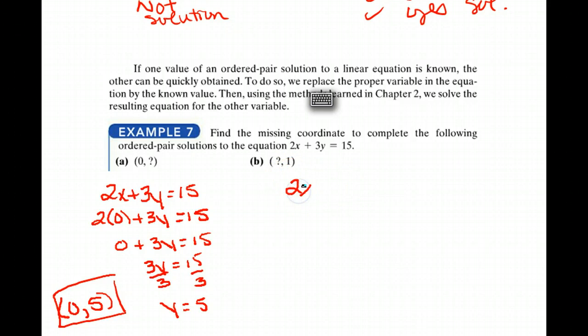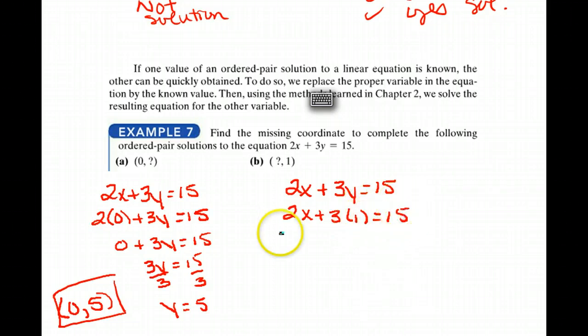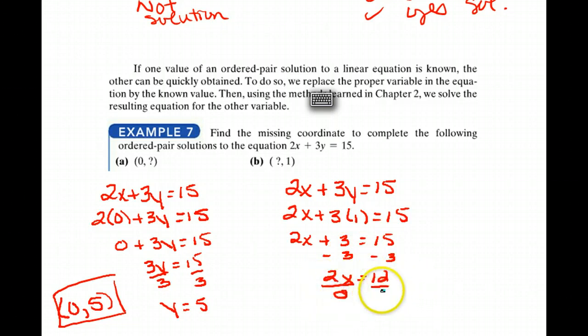Example B, very similar. We have 2x plus 3y equals 15. This time we were not given the x coordinate, but we were given the y coordinate. So I have 2x plus 3 times 1 equals 15. So we're just going to simplify down. 2x plus 3 equals 15. Subtract 3 from both sides. 2x equals 12. Divide both sides by 2. And the x coordinate is 6. So our original ordered pair was 6, 1.